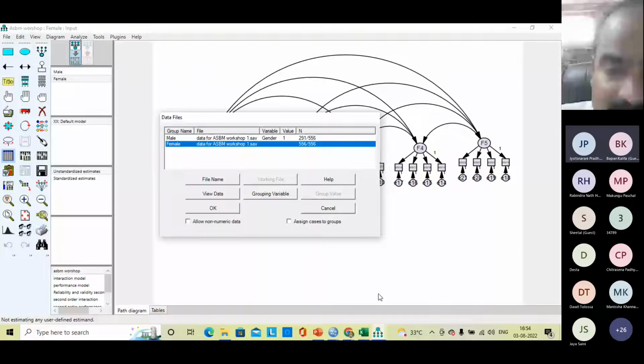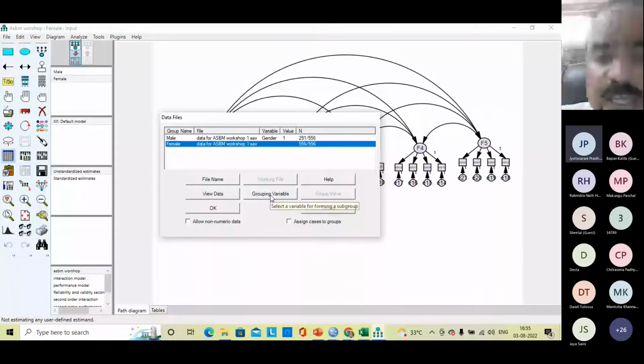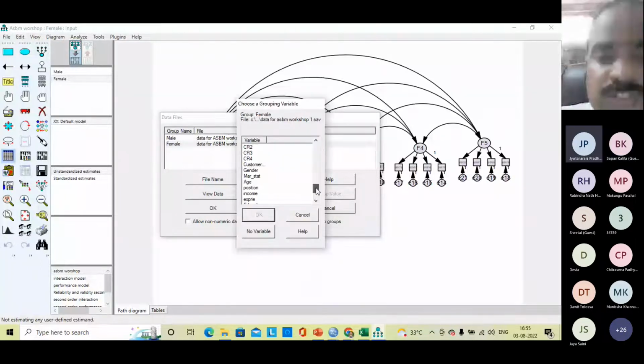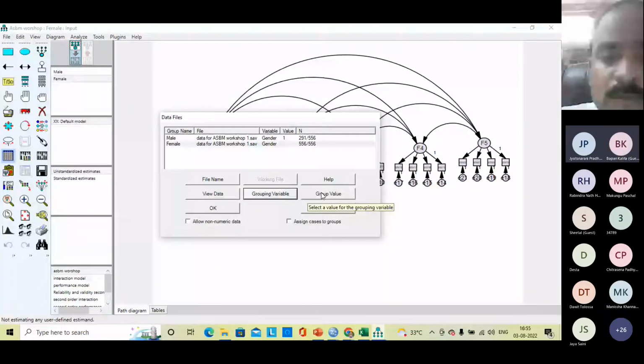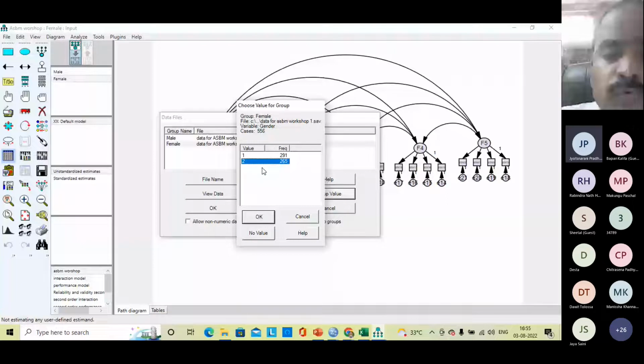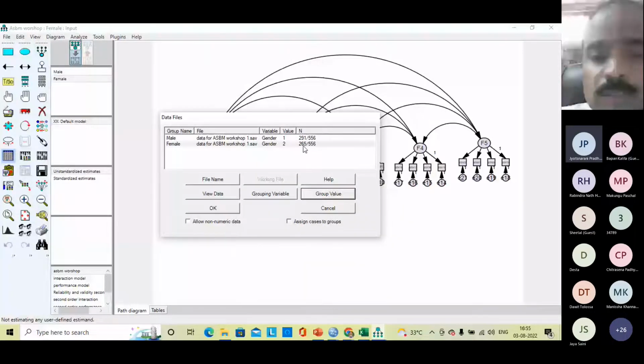So the same operation: go to the grouping variable, go to the gender, click OK. Then go to the group variable, click 2, it will be highlighted, then click OK. Now look at here, 265 female. AMOS has given me the information. Up to this, all of you have done.